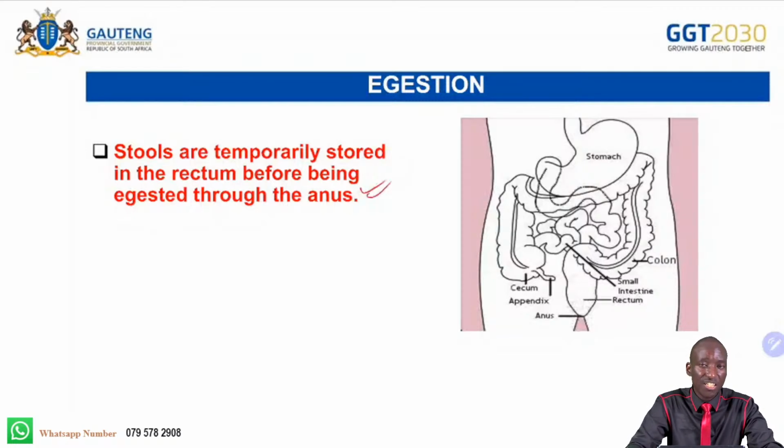Remember those stages? We said we've got ingestion, peristalsis, then mechanical and chemical digestion. We've got absorption. Then finally we've got egestion. So those are the phases of digestion.